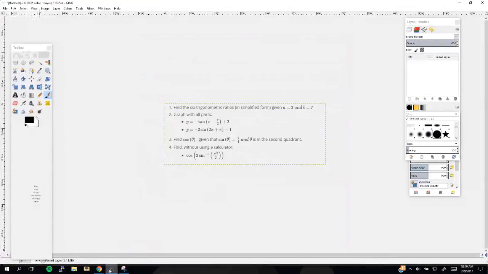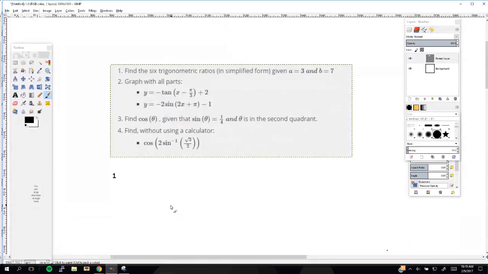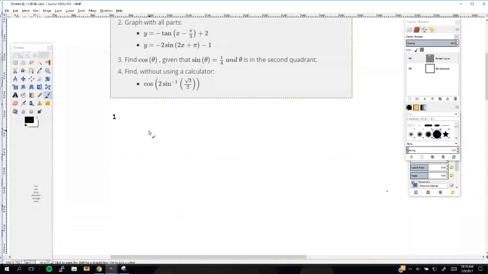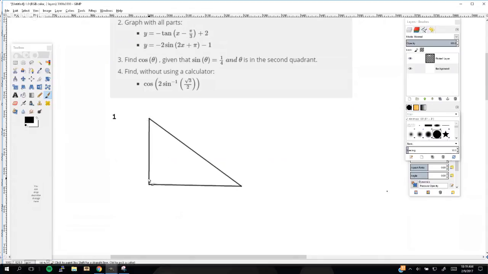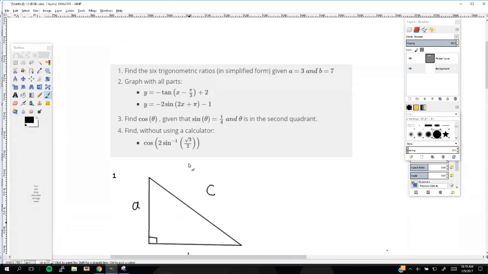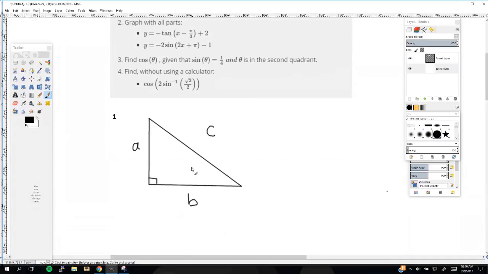Okay, so he wants us to find the 6 trigonometric ratios in simplified form, given a equals 3 and b equals 7. So I looked at this and I thought that if you look at the right triangle, you have one side that's A, one side that's B, and one side that's C. Yeah, that's what I was thinking. So then you do the Pythagorean theorem to figure out C, and then you'd find sine, cosine, tangent. Yeah, okay, good. Because I stared at it for like a good 5 minutes, and I was just like, I hope this is it, because I can't think of anything else this could mean. Yeah, that's what I was thinking too.